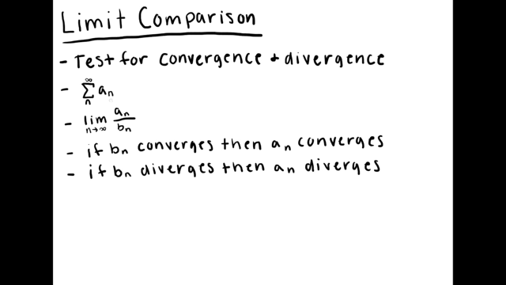So you'll be given some a of n, and you will want to find a b of n that is similar to your a of n. Once you find that, you will take the limit as n goes to infinity of your a of n over your b of n. For the limit comparison test to be valid, this has to equal something greater than 0. If this is true, then if your b of n converges, then your a of n will also converge. And similarly, if your b of n diverges, then your a of n will also diverge.